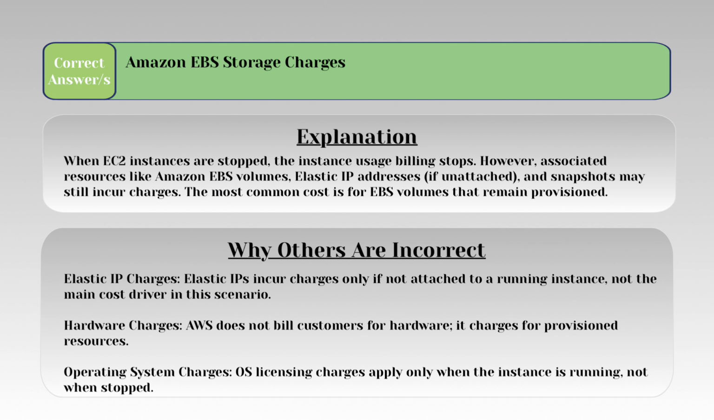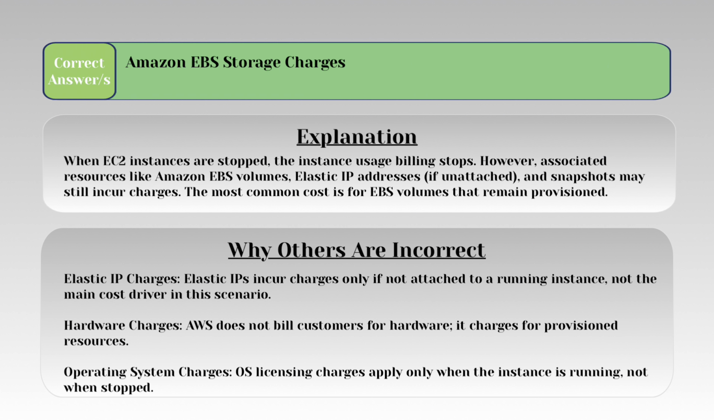Explanation: when EC2 instances are stopped, the instance usage billing stops. However, associated resources like Amazon EBS volumes, Elastic IP addresses, and snapshots may still incur charges. The most common cost is for EBS volumes that remain provisioned.